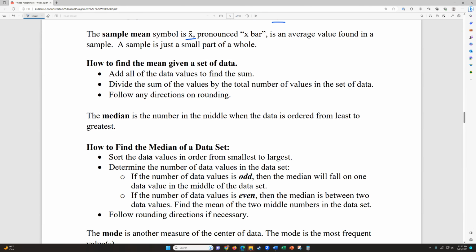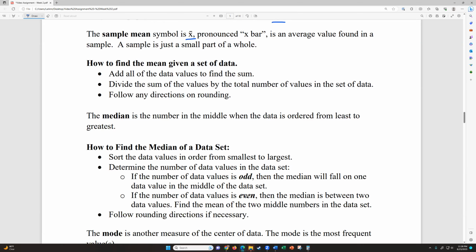So to find the median, you sort your data in order from smallest to largest. I usually do this before I even do the mean. If I'm going to have to find all 3, we're going to talk about mode as well, I just always go ahead and put my data in order from smallest to largest. But you have to do it for the median. Determine the number of data values in the data set. If you have an odd number of items, then your median will be exactly the one data value in the middle.